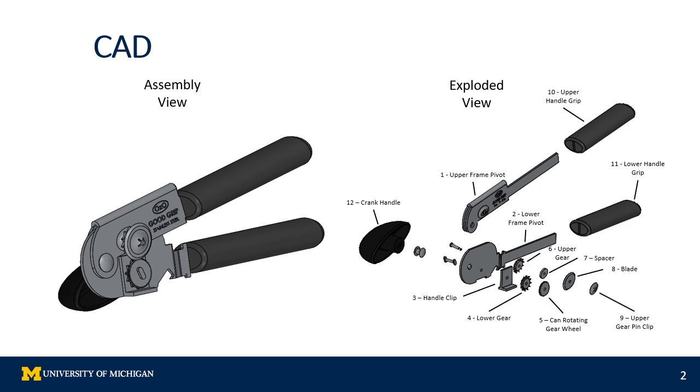On the left is the can opener with all its parts in the final assembled position, and on the right is the exploded view with part numbers and labels for all non-fastener parts.